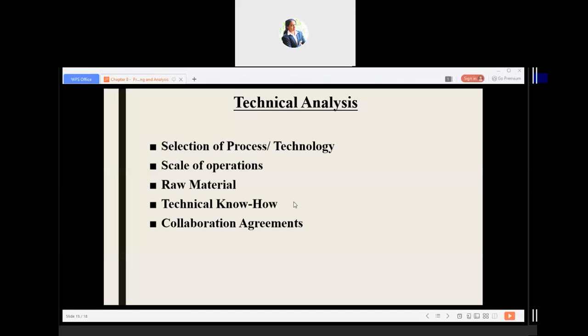Now, a highly sophisticated technology which does not suit local conditions will be detrimental to the project. Now, the collaboration agreement should have the necessary approval of the government of India. Now, there should not be any restrictive clause in the agreement that import of equipment or machinery required for the project should be channelized through the collaborators.